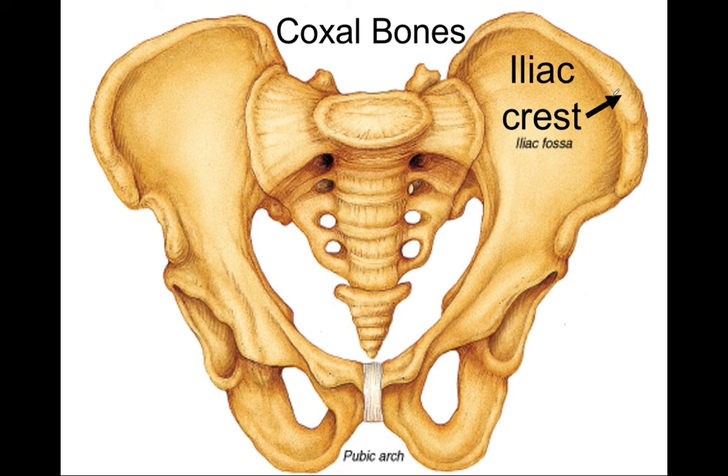Another structure localized to the ilium is the iliac crest. And a crest is a narrow ridge that can be found on a bone. Again, it serves as a surface area for muscle and ligament attachment. So the iliac crest can be found here on the edge of the ilium.